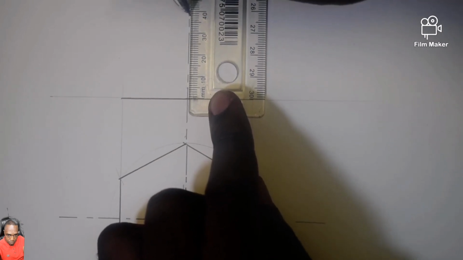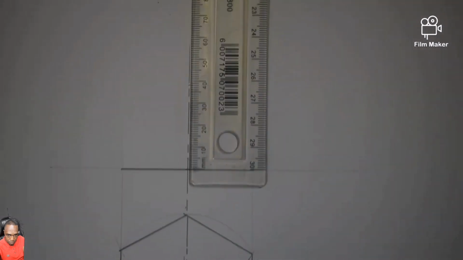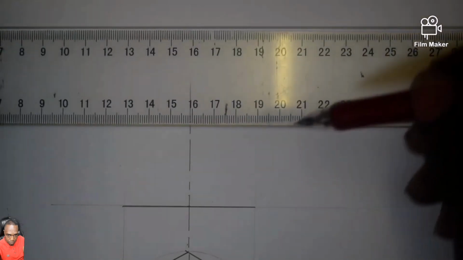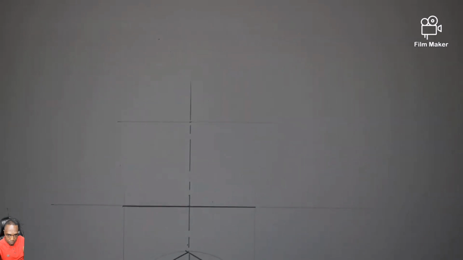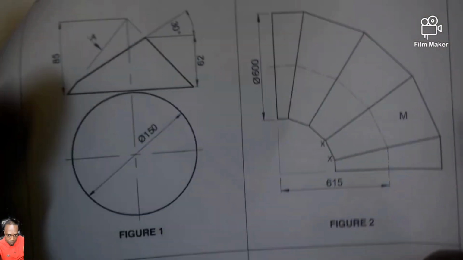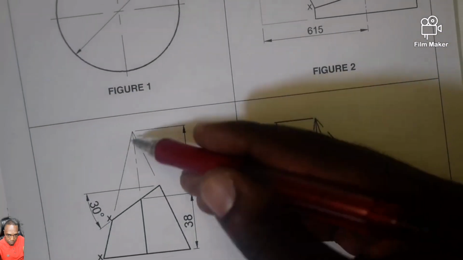Is this one 38 millimeter? You understand? 38 millimeter. So where my 38 ends, I can put just a faint line. Then there is a dimension of 47 going up again from here till there, 47 millimeter.